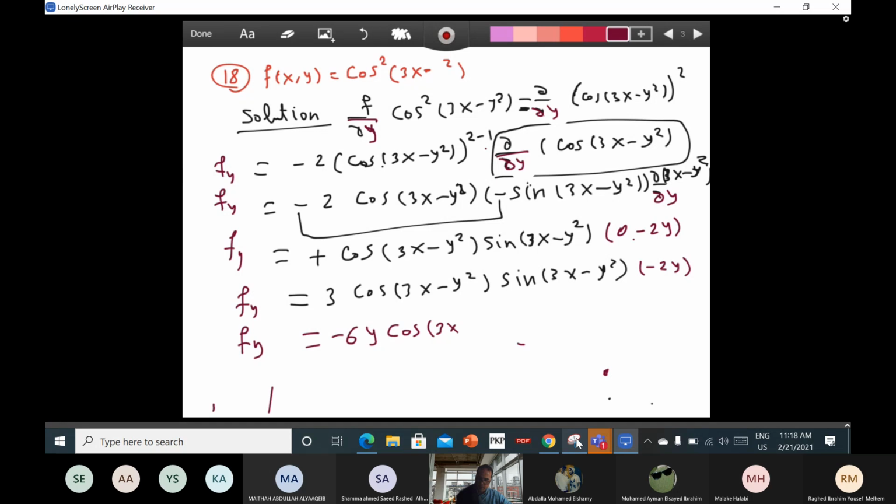Yes, this 3 is... Why? The derivative for x when we differentiate. Yes, I got you. Sorry about that. So minus 2y, 3x minus y squared, sine 3x minus y squared. That's it. Easy? Yes. Take a screenshot, please.